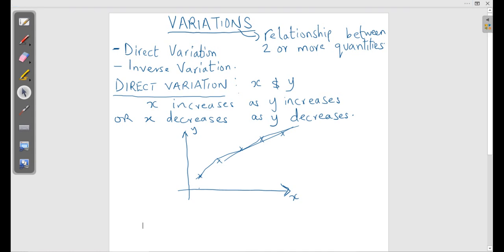So you go to the market to buy rice. If you're buying 1 bag of rice for 25,000, 2 bags of rice is definitely going to be 50,000. 4 bags of rice is definitely going to be 100,000. So the more the number of bags you buy, the more you're going to pay. And the less the number of bags of rice you purchase, the less the amount you're going to pay.